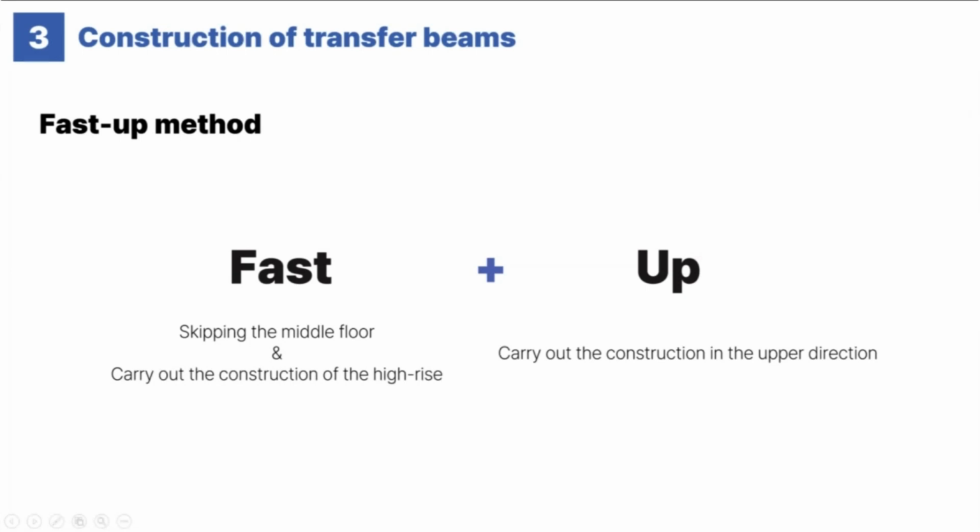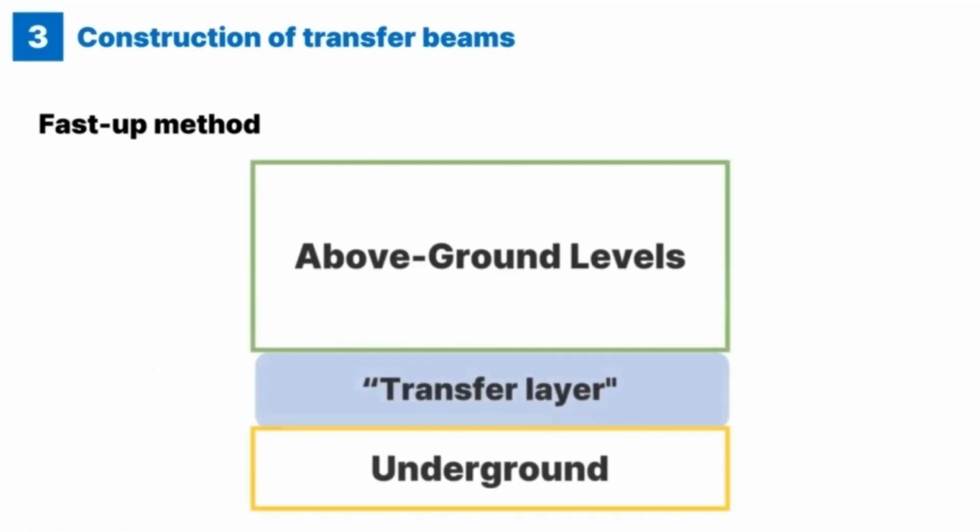The fast-up method is a combination of the word fast, which means skipping the middle floor and carrying out the construction of the high-rise, and the word up, which means to carry out the construction in the upper direction. In other words, it is a method of constructing high-rise buildings divided into low and high-rise parts based on the transfer layer where the plane state is changed, and it was developed to improve the problems of construction period due to the sequential construction of high-rise buildings with a transfer layer.